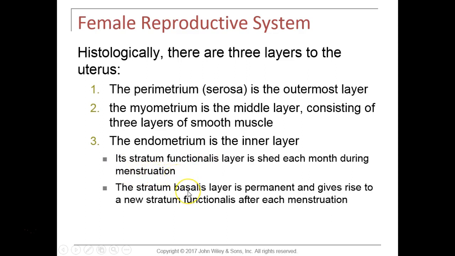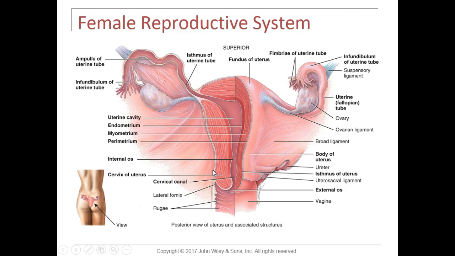The stratum basilis is the layer that's permanent in the inside of the uterus and constantly gives rise to a new stratum functionalis once a month after puberty in a female that is not pregnant. So the stratum functionalis is what changes during the uterine cycle of the female reproductive cycle through the reproductive years of the female. So the female reproductive system internal structures include the uterus.